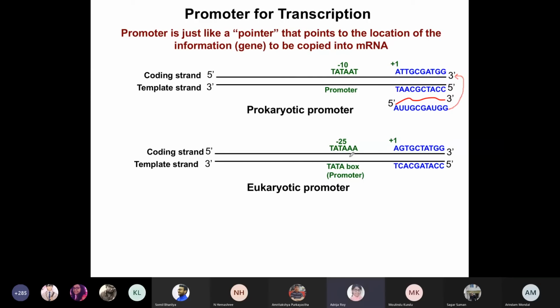Sir, in both cases, it consists of T and A bases only. Yes. And any idea why? If you find any promoter sequence, whether it's prokaryotic or eukaryotic, you will always find this kind of AT rich sequence in the promoter region. Any guess why there are always AT rich sequences in the promoter region?